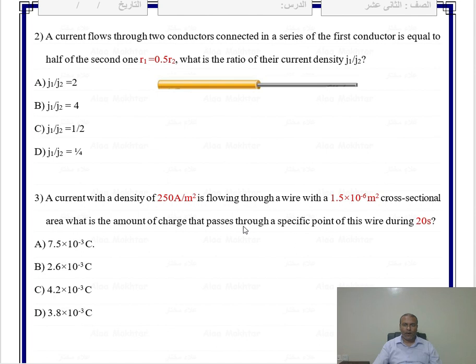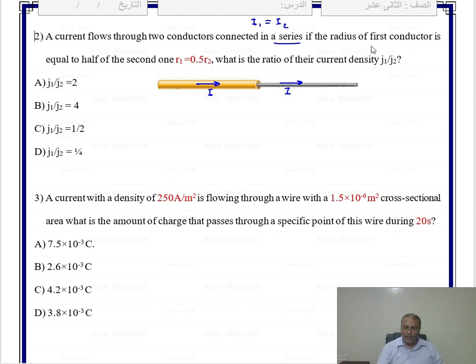Question number 2. A current flows through two conductors connected in series. Connected in series means I1 equals I2. I is constant. The current flowing through this one is equal to the current flowing in the other metal. If the radius of the first conductor is equal to half of the second one, R1 equals half of R2, what is the ratio of their current densities, J1 over J2?